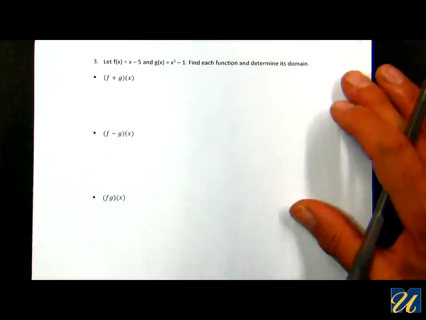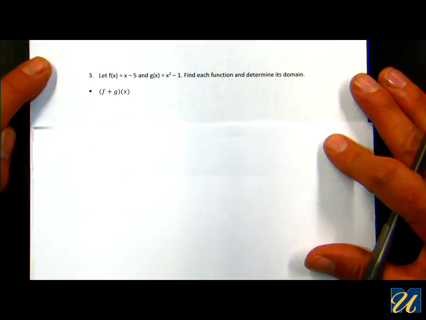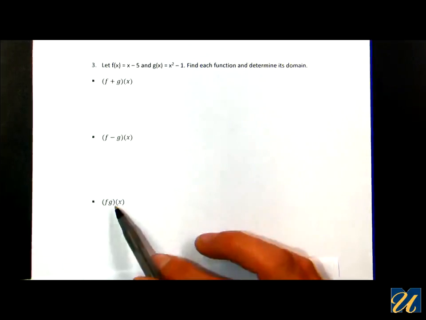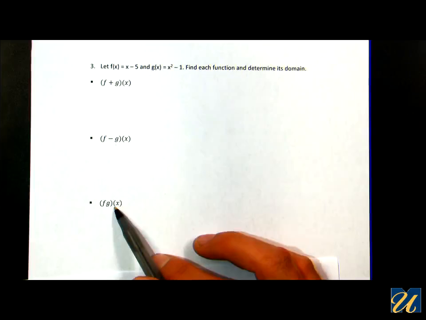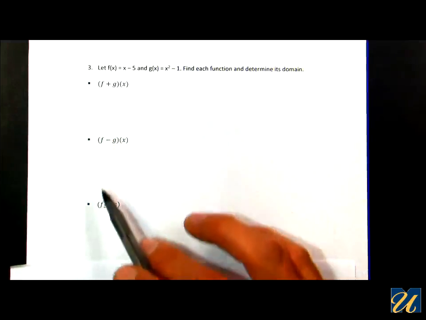Let's take a look at problem number 3. Let f of x be the linear function x minus 5, and let our second function, g of x, be x squared minus 1. Let's add them, let's subtract them, let's multiply them, and then finally determine the domain after we have formed our new function here.